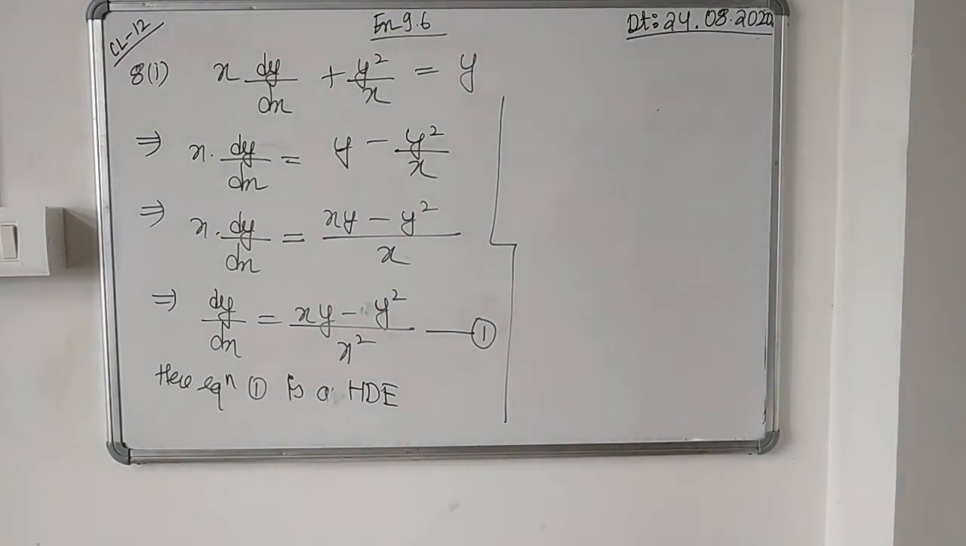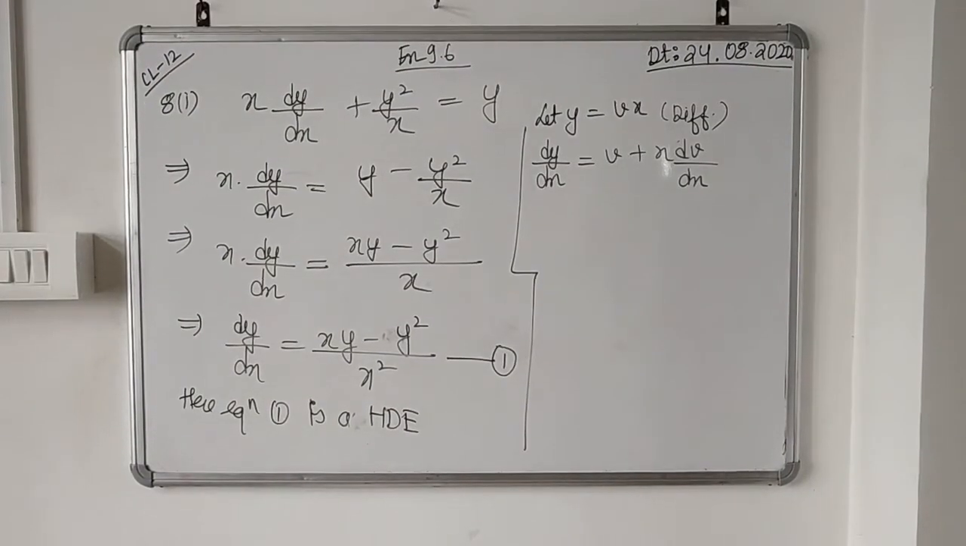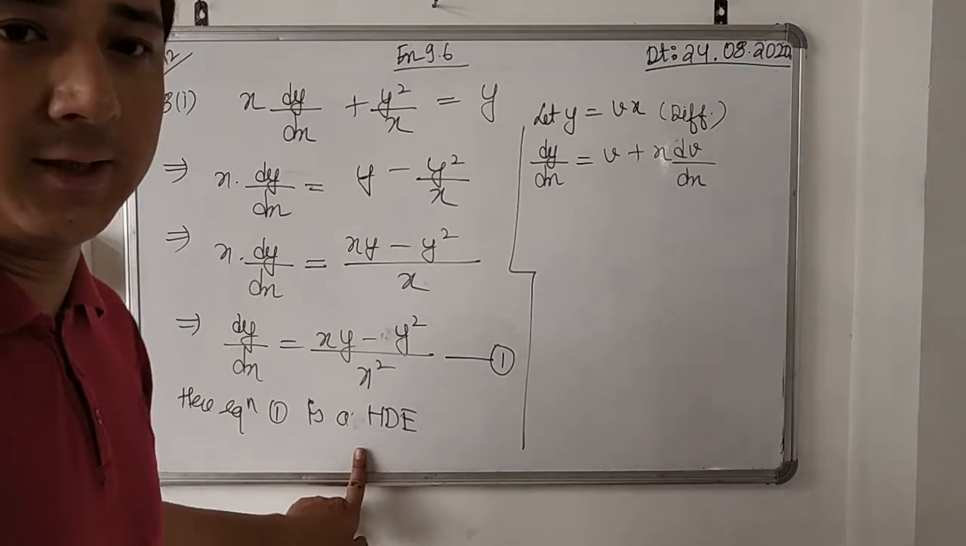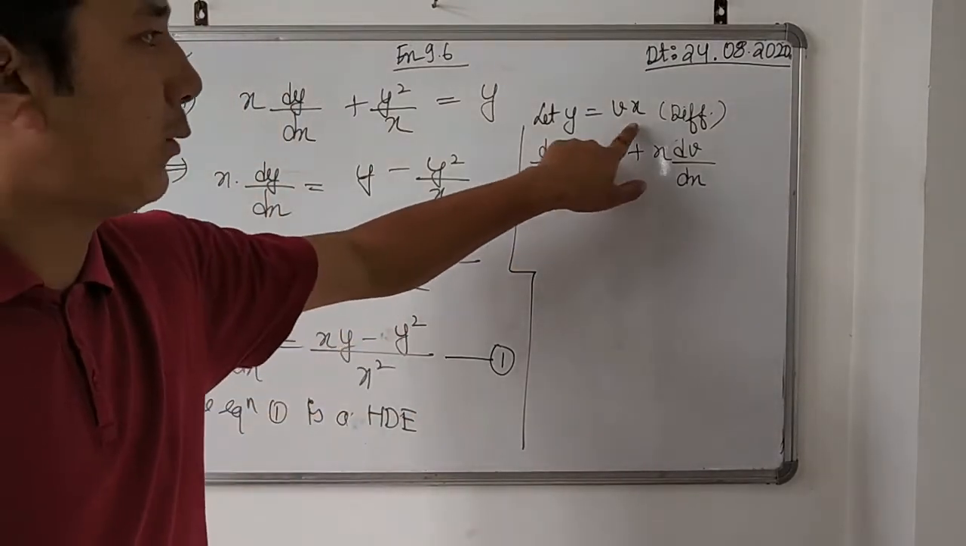So pause the video, note it down till here. Alright. Okay, so therefore it is an HDE. Once it is an HDE, then we know the substitution y is equal to Vx.